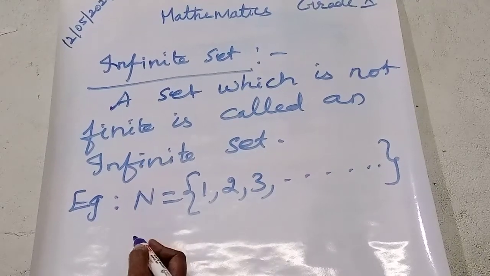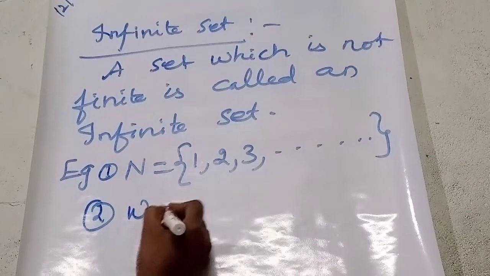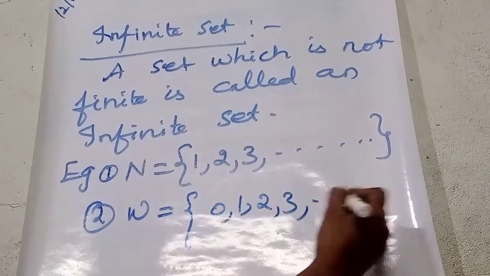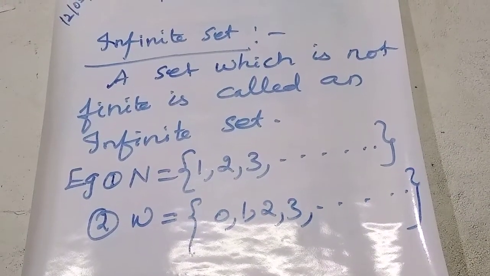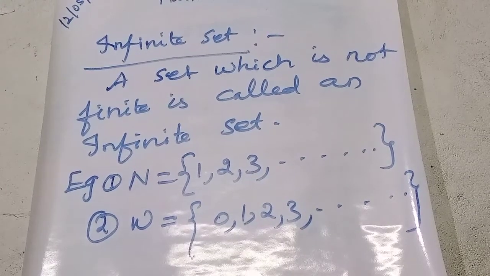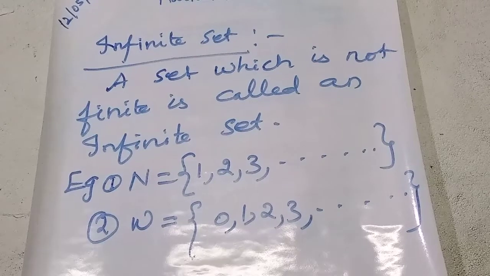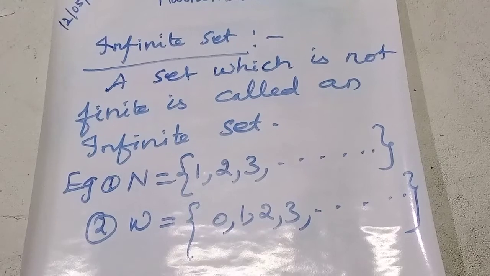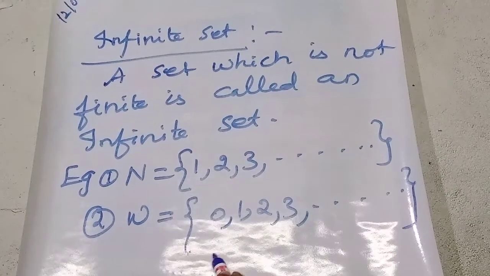Also one more example: whole numbers. Whole numbers start from 0, 0, 1, 2, 3, etc. No end. This type of set can be called an infinite set. So what is the difference between finite set and infinite set? In the finite set there are a countable number of terms, and in the infinite set there are uncountable terms. In the finite set we can define how many terms there are. In an infinite set we cannot define. There is no end. Understood?